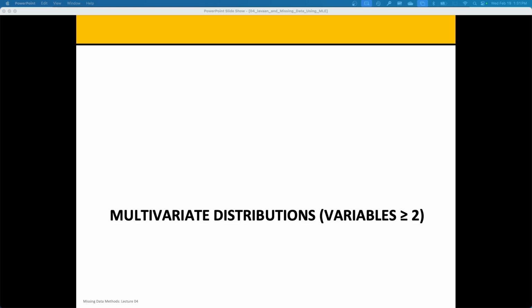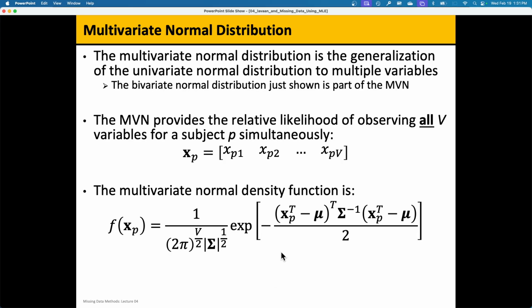Okay. So now let's talk about the multivariate distributions when we have more than two variables. The multivariate normal distribution takes the univariate normal distribution and generalizes it so that it has more variables, more things that are random in it. Okay. The multivariate normal distribution, we got an f of x here. We give it a vector of a person's data, right? It's not capital X, we just take a person's data, right?